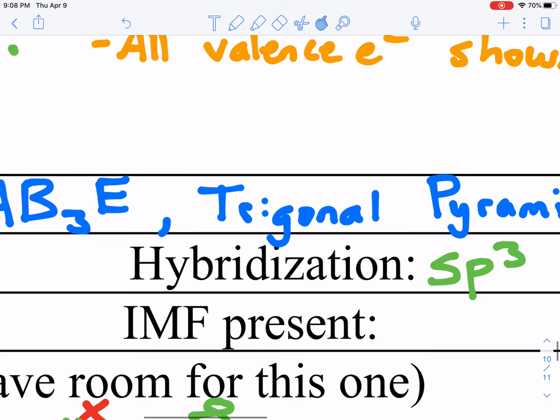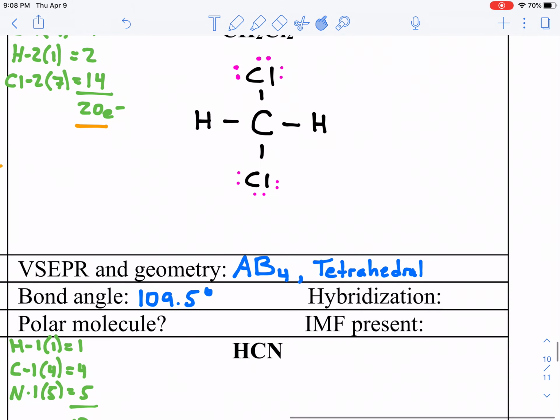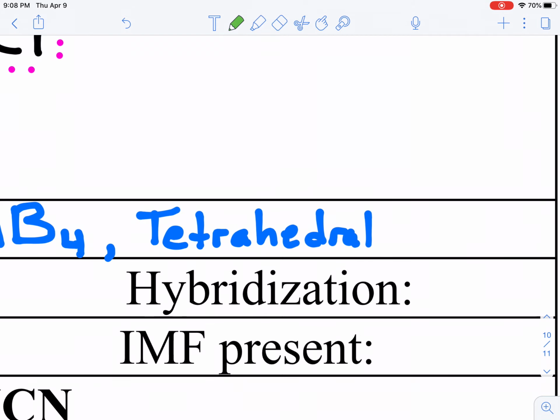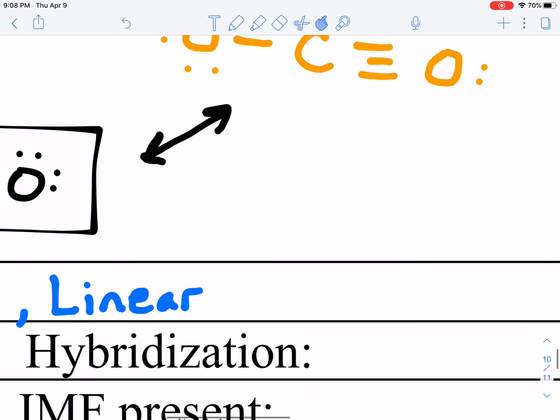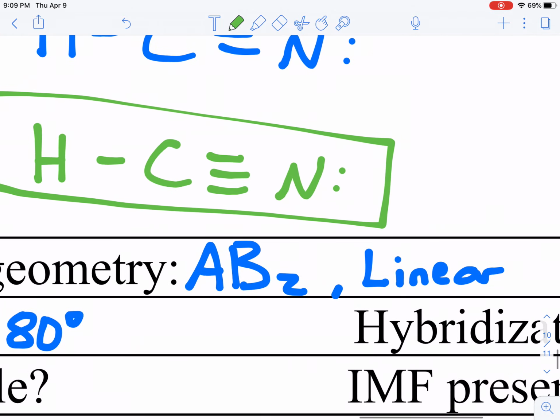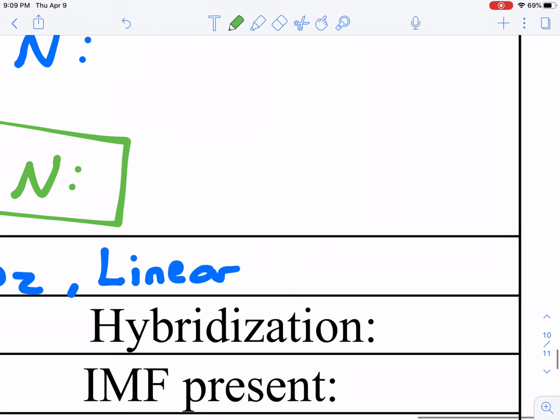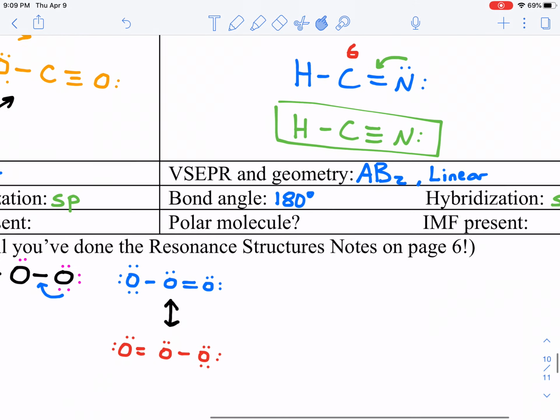Let's do hybridization for all of these. If we look at CH2Cl2, AB4 has 4 regions of electron density around the central atom. We need 4 orbitals. Will again be sp3. Jumping down to CO2, we only have 2 regions of electron density around the central atom. We only need 2 orbitals. That's sp. If we have AB2 again, then our hybridization is sp because we only have 2 regions requiring electron density. We need 2 orbitals.